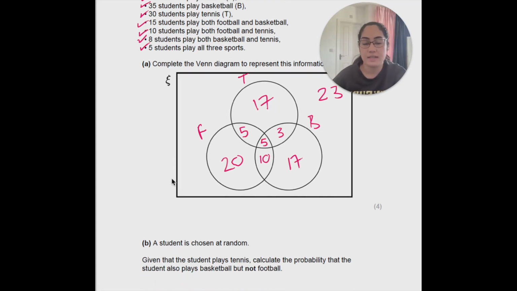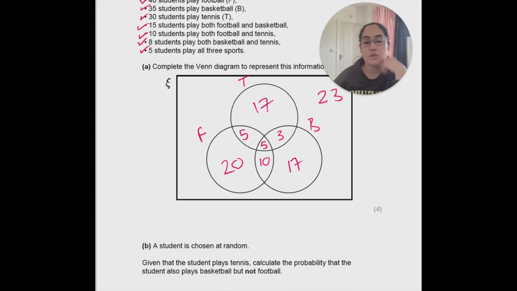There's a second part to the same question. It says, a student is chosen at random. Given that the student plays tennis, calculate the probability that the student also plays basketball, but not football. Okay, we look back at our Venn diagram for this.